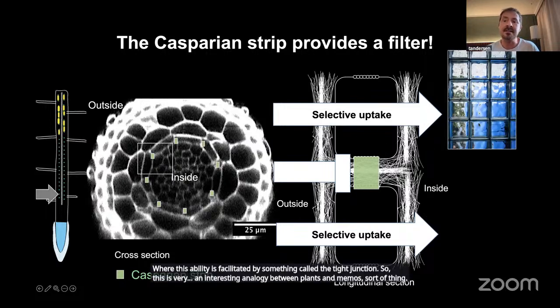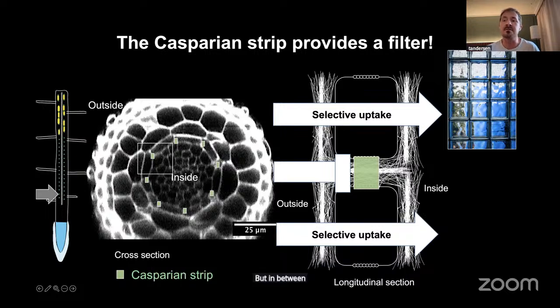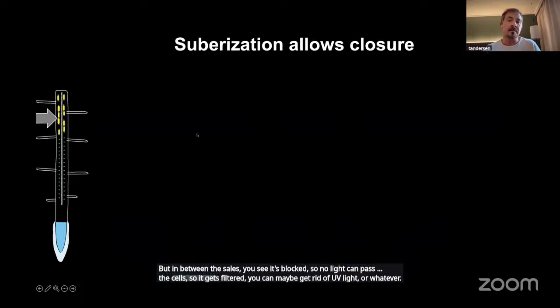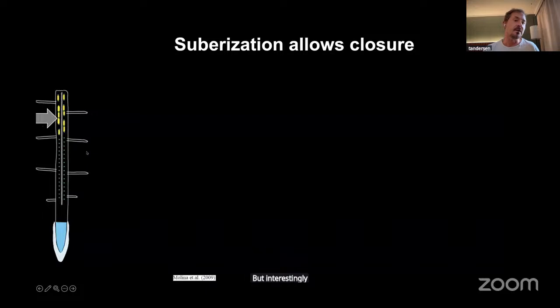I like to think of this as if you have a window, right? You can see here small windows, and the light you can consider the water or the nutrients. It can go through the cells, or the glass, which is here the membranes, but in between the cells you see it's blocked, so no light can pass through. So it gets filtered. You can maybe get rid of UV light or whatever. But interestingly, in contrast to intestines, roots are actually a bit more advanced. They have another system.